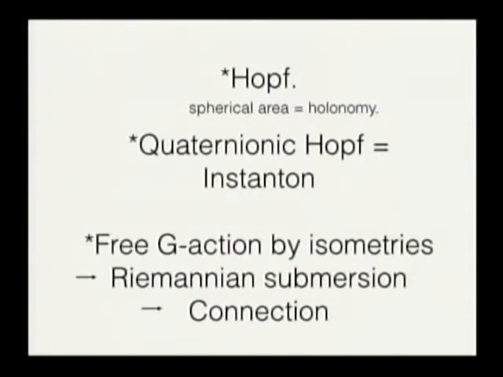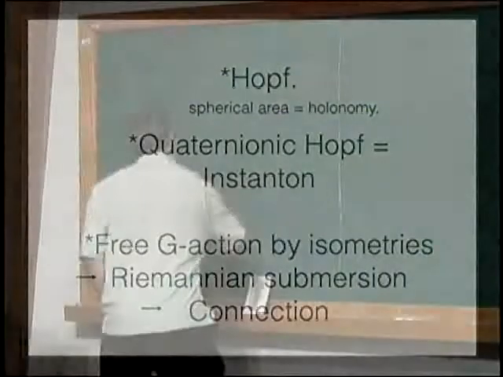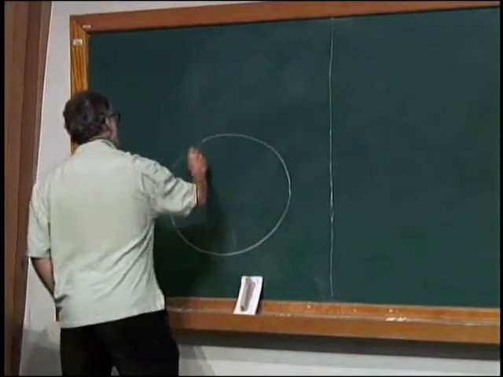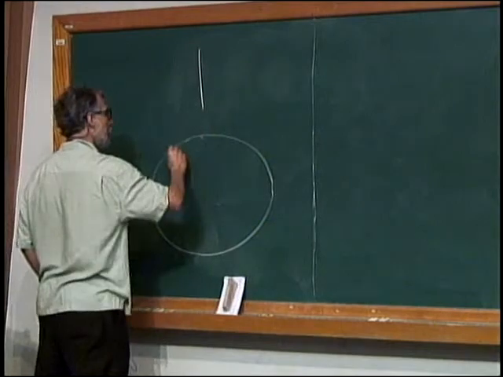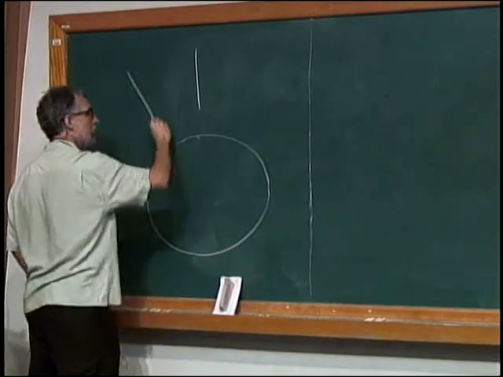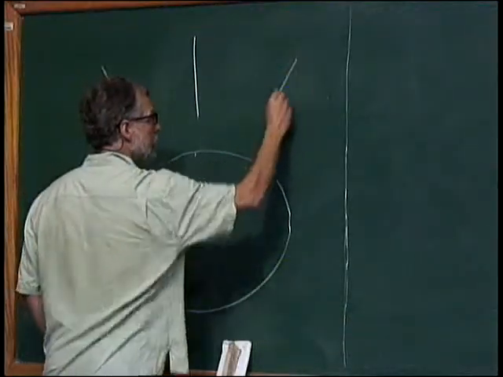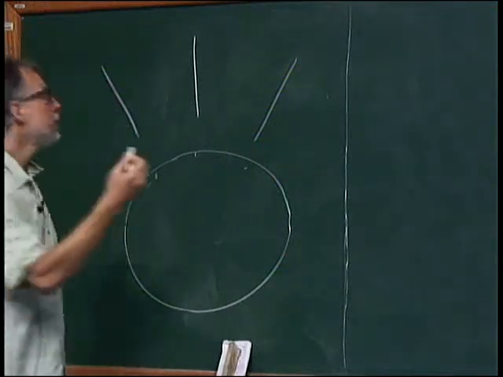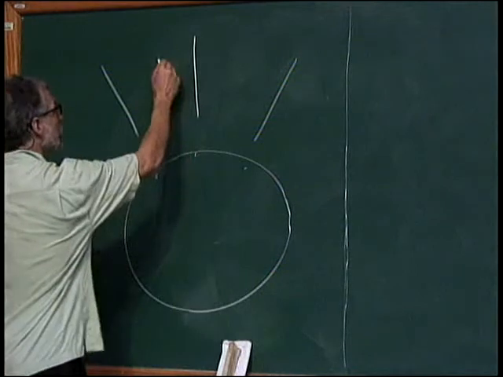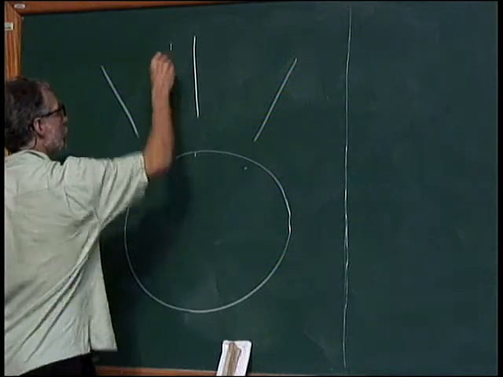Okay. So to understand the instanton, you want to first understand the Hopf fibration. One way to think of the Hopf fibration is a bunch of little spiral staircases attached to each point of the sphere. So these are the circles. These are the fibers.